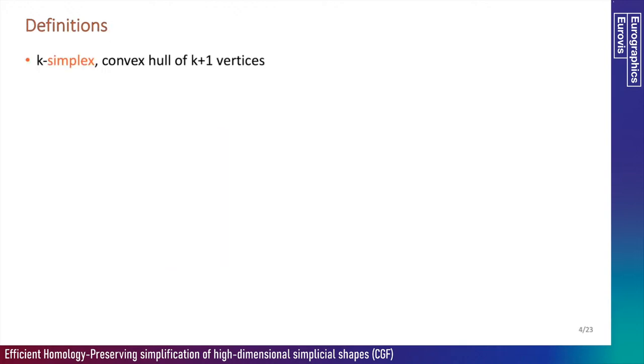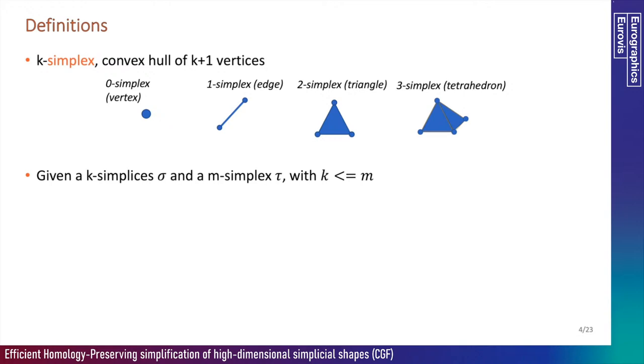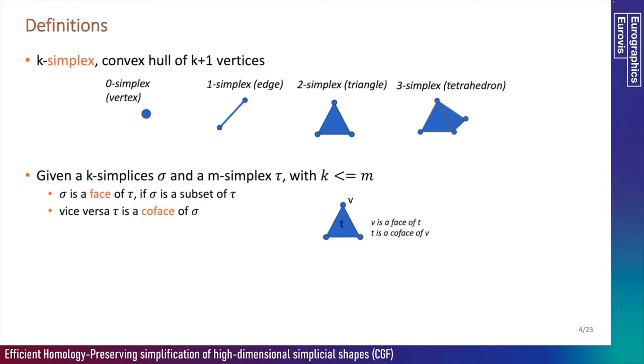So we call K-simplex the convex hull formed by K plus 1 vertices. So this is a general name for entities like vertices, edges, triangles, and tetrahedra. Then, given two simplices, we say that one is the face of the other if the smaller one is a subset of the bigger one. Vice versa, we'll call the bigger one a co-face of sigma. So, for example, if we consider a triangle, a vertex V is a face of the triangle T, and vice versa, the triangle T is a co-face of the vertex V.